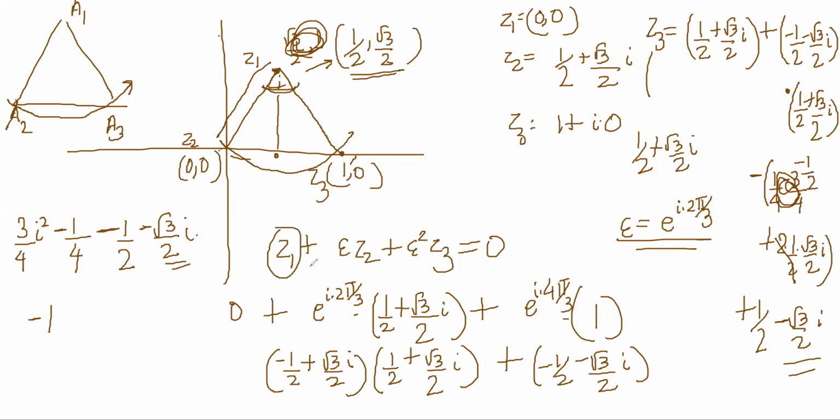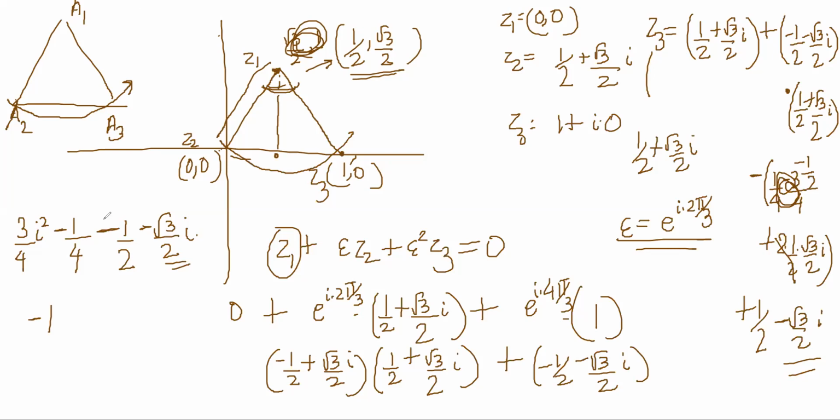So Z2 plus... There is some mistake that is happening. Maybe it is epsilon square Z2 plus epsilon Z3. I have to check it. Z1 plus epsilon square Z2. So right now we have the correct order, a positively oriented triangle.